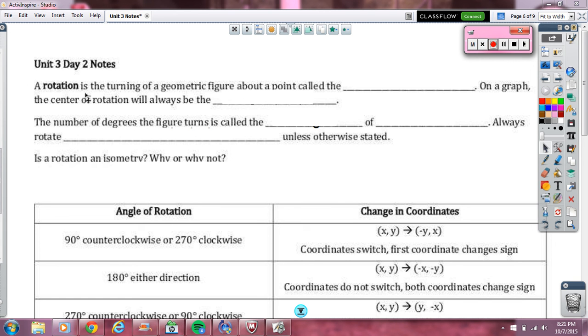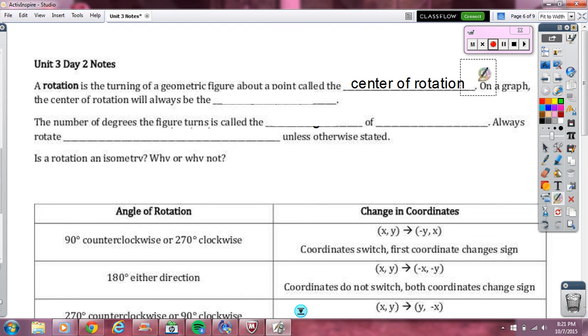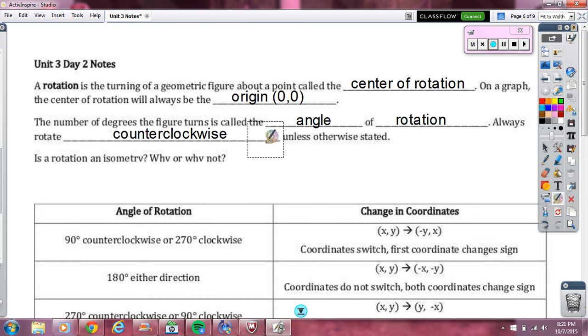Rotations. A rotation is just when you're turning a geometric figure about a point, which we call the center of rotation. For us on a graph, the center of rotation is always going to be the origin, the point (0, 0), right where the x and y axes intersect. The number of degrees that the figure turns is called the angle of rotation. You should always rotate counterclockwise for this class, unless it's otherwise stated in the directions.